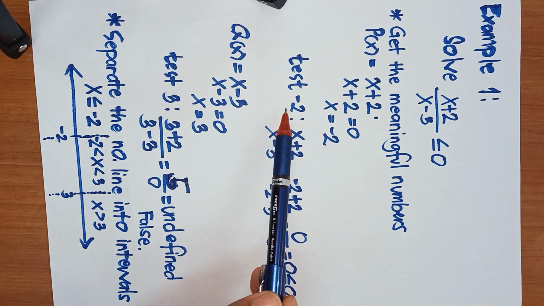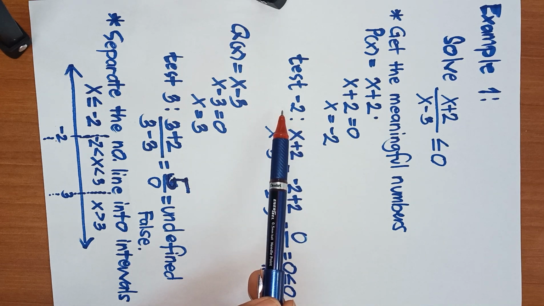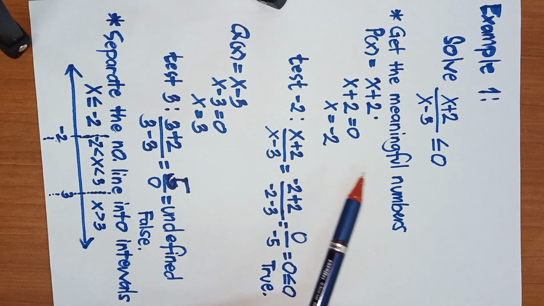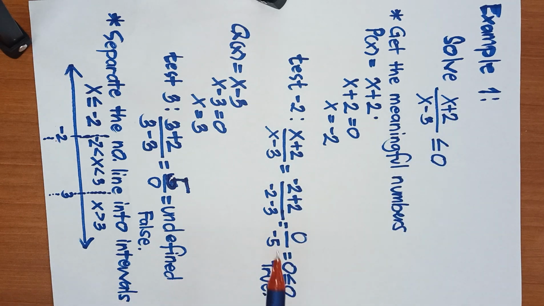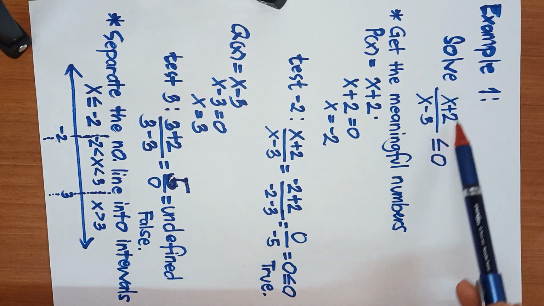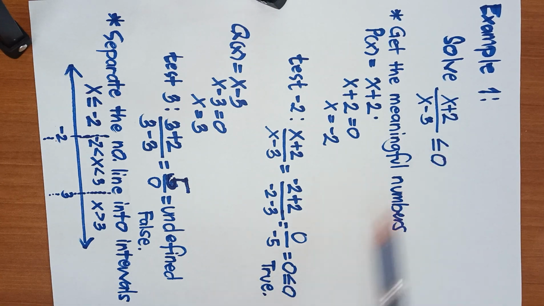Now, we test -2 to see if it's also a part of the solution by using the rational inequality. Substitute -2 for x. So we get (-2 + 2)/(-2 - 3), that is equal to 0 over -5. 0 over -5 is equal to 0. 0 ≤ 0 is a true statement. The value of this rational expression is 0, which satisfies less than or equal to 0, a true statement, meaning -2 is part of the solution.